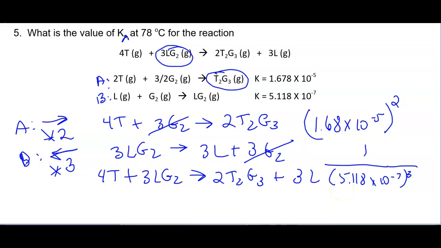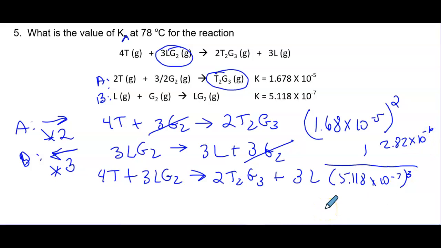Let me do that just a moment. Let me grab my calculator. So 1.68 EE negative 5, and I'm going to take that to the 2nd power. So I get, for that first part A calculation, 2.82 times 10 to the negative 10th.